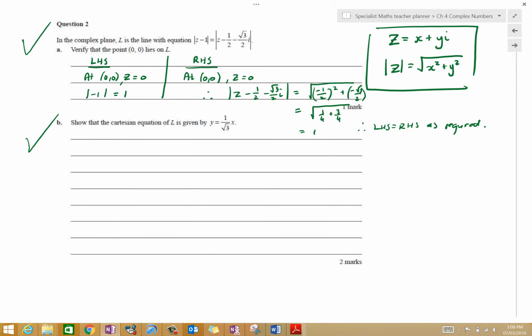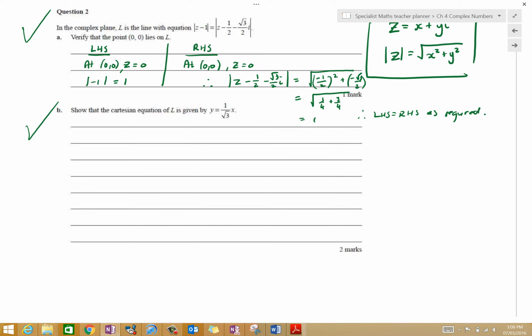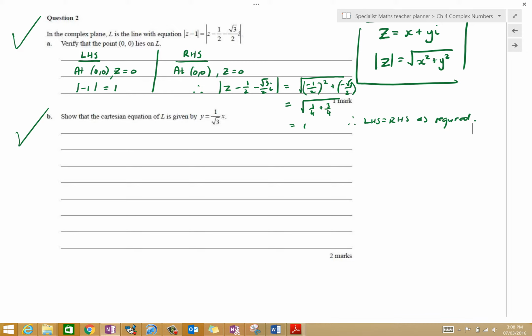Now it says show that the Cartesian equation of L is given by this. So, we need to do it the long way. z is equal to x plus yi, which means I have the magnitude of x plus yi minus 1 is equal to the magnitude of x plus yi minus a half minus root 3 on 2 i. Let's leave it like so. Now it is also a "show that" question, so let's not skip too many steps.